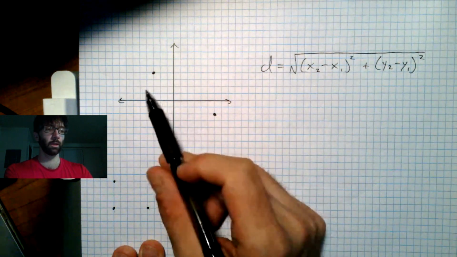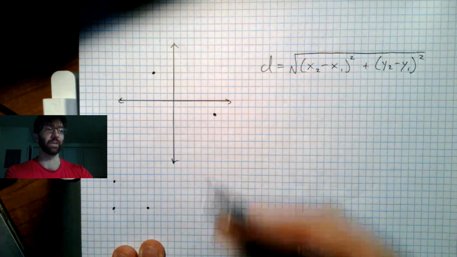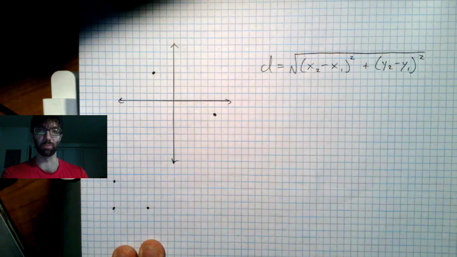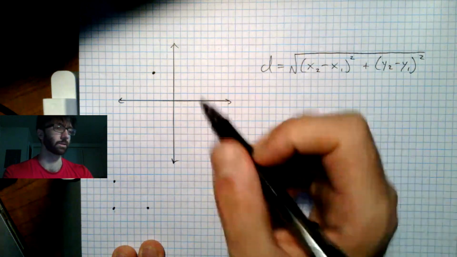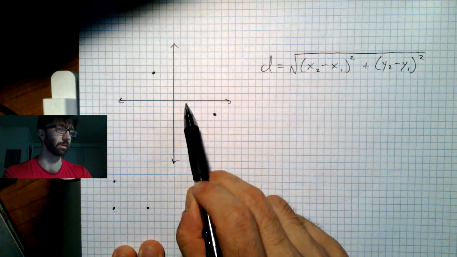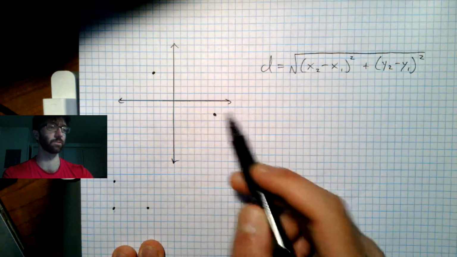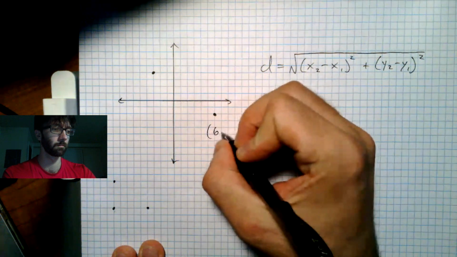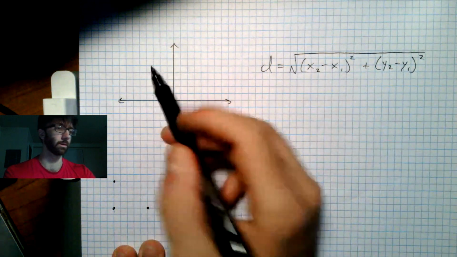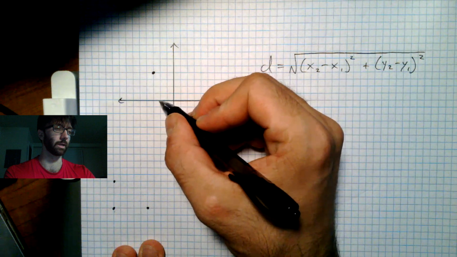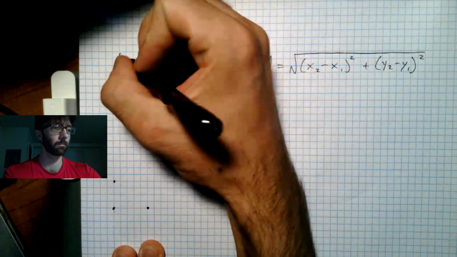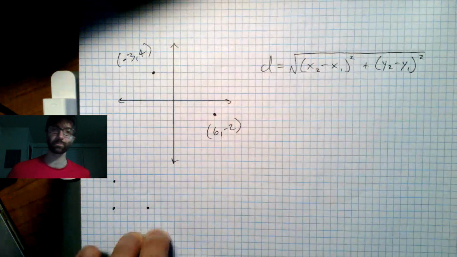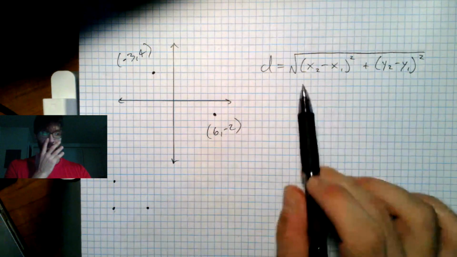Alright, so the first presentation you might face is a coordinate plane with a couple of points on it. You're asked to calculate how far away they are. And the first thing you need to do is identify your points. So this one here is going to be 6, -2. And this point here is going to be -3, 4. Alright, and then here's the distance formula.